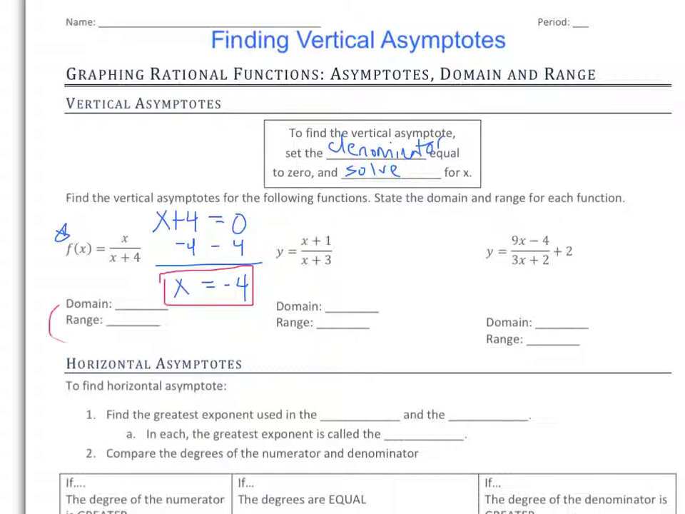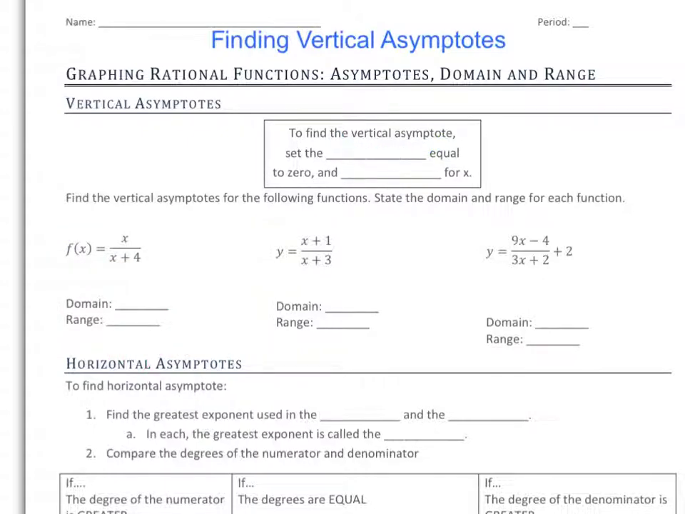As far as domain, my domain would be all real numbers, but x cannot equal negative 4. The reason is, if I plug negative 4 in for x, I get negative 4 plus 4, which gives me 0, and we can't divide by 0.